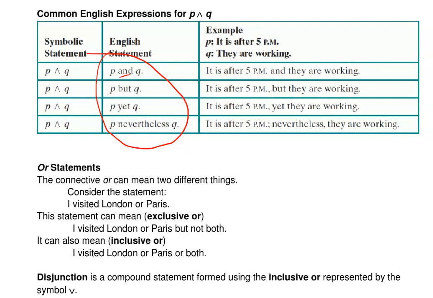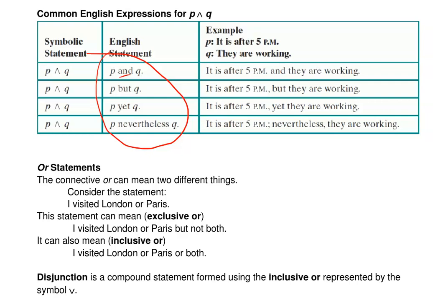P, nevertheless, Q. That one's a little bit unusual, flowery wording that most people probably don't use, but it means the same thing as and as well. It is after 5 p.m., nevertheless, they are working. So again, both statements are being asserted there.